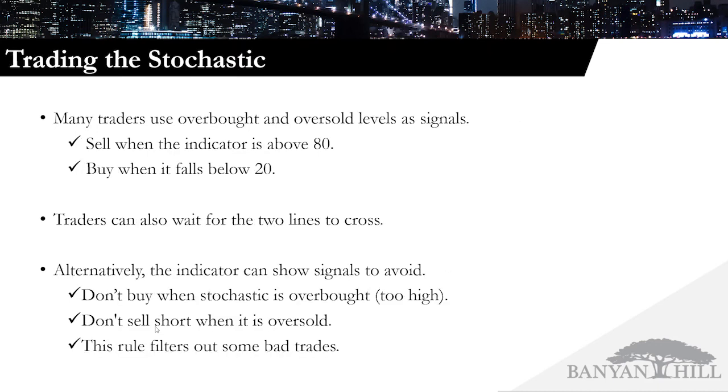Some traders will sell when it gets too high. They will assume prices have risen too far too fast. When stochastic values are very low, it generally means prices have fallen very quickly, and many traders believe they'll reverse in the short run. Traders also will use the two lines, trading crossovers, and others will simply use the stochastic as a filter, telling them when the risk in the market is low for their particular trade.